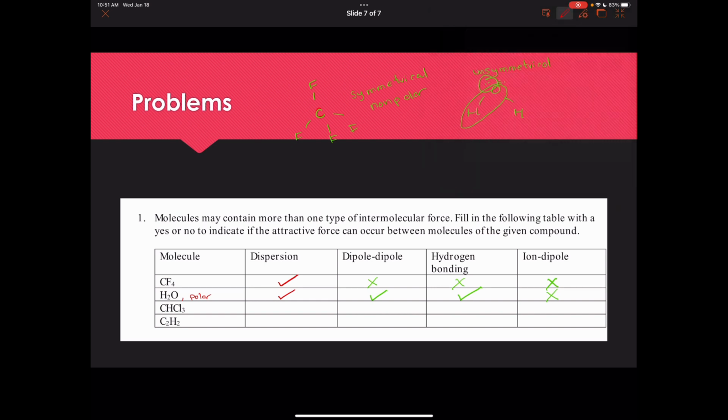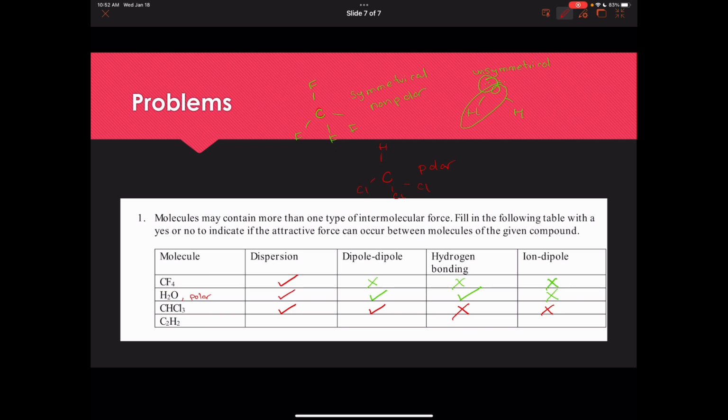Then next we have the CHCl3. So you have a single bond to hydrogen, and then bonds to 3 chlorines. It's unsymmetrical, so that molecule is polar. So being polar, it has dispersion, it has dipole-dipole. There is hydrogen in this molecule, but hydrogen is bonded to carbon. To be hydrogen bonding, hydrogen has to be bonded to oxygen, nitrogen, or fluorine. We don't see that here, so there is no hydrogen bonding. And again, it's a pure substance. We're not seeing a mixture here, so there is no ion dipole.